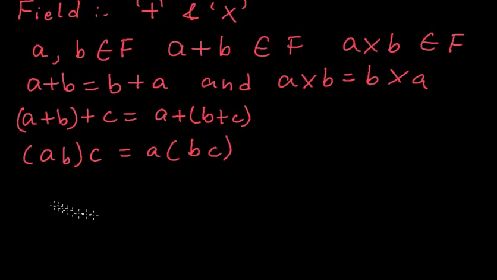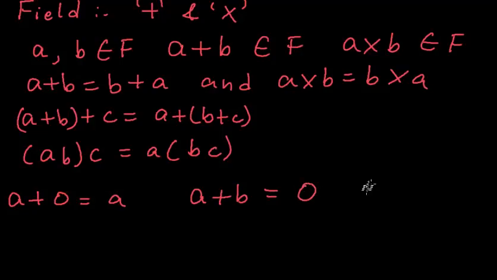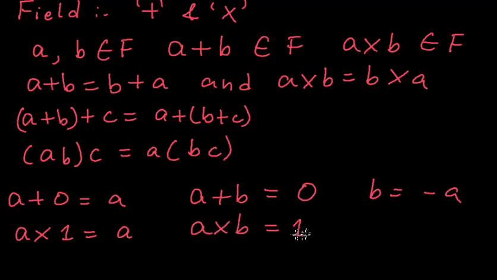And there should be inverse and identity. The additive identity is 0. a plus 0 equals a. And for the inverse, there should be some b such that a plus b equals 0, and we write b as negative of a. 0 is the additive identity, and this is the additive inverse. And the same thing with the multiplication. a times 1 equals a, and there should be some b so that a times b equals the identity, 1 itself, and we write b as a inverse.